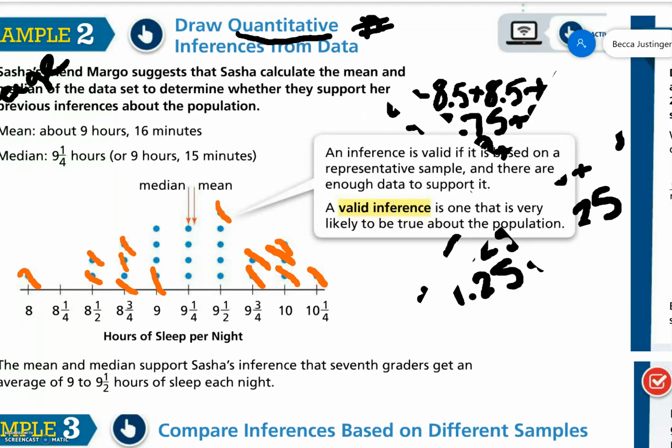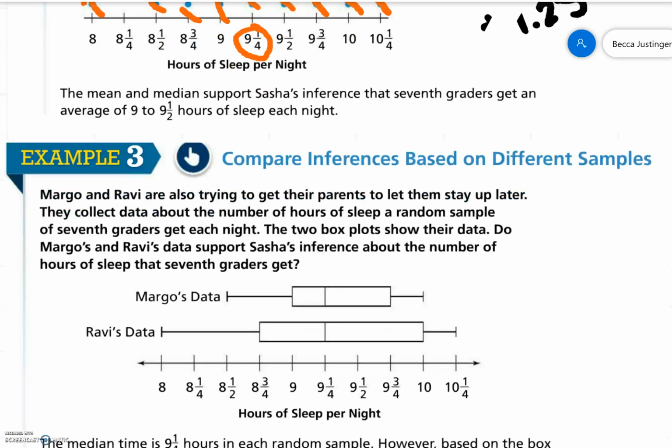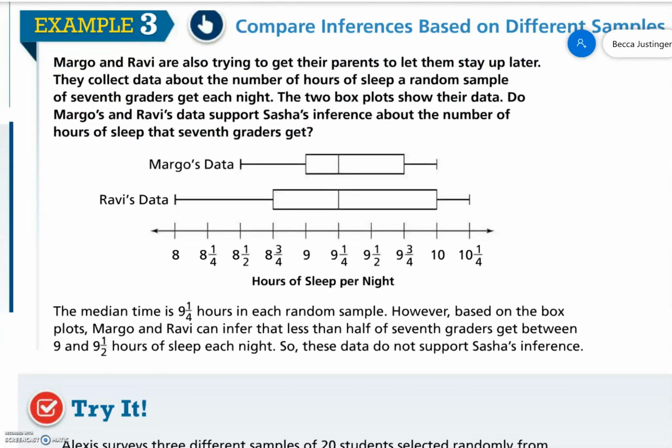This is nice because they're in order for you. So then you would see that the median is at 9 1/4, and the mean they calculated already for us. Alright, example number 3, calculate inferences based on data samples.